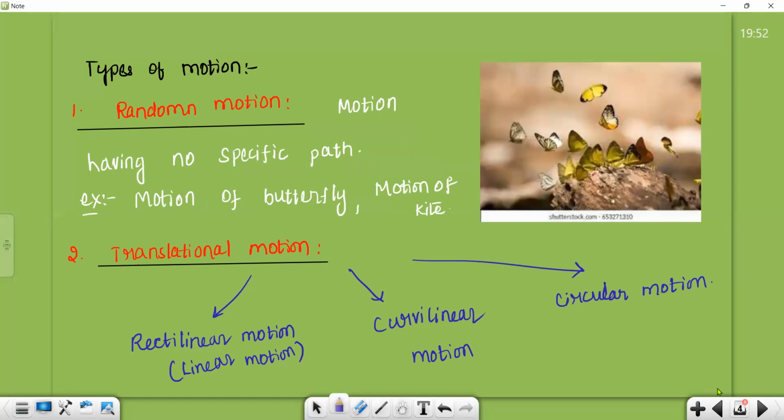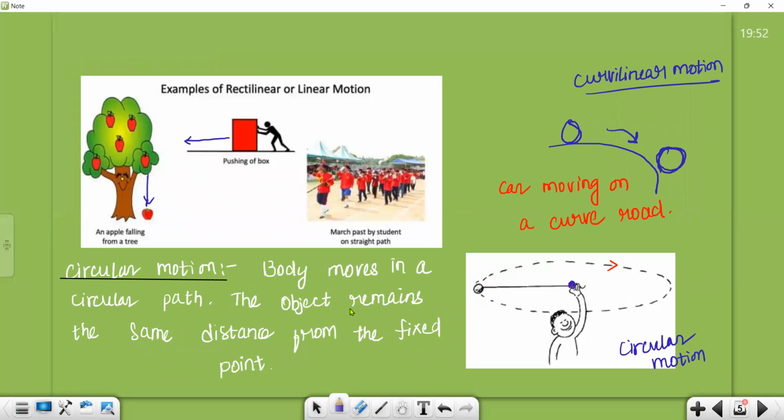Next, the types of motion we have discussed. Random means there is no particular path and the object moves on its own way, like the motion of butterflies and kites. Whereas translational motion includes linear motion, which goes in a straight line, and curvilinear motion, which moves on a curved path. And circular motion, where it goes in a circle.